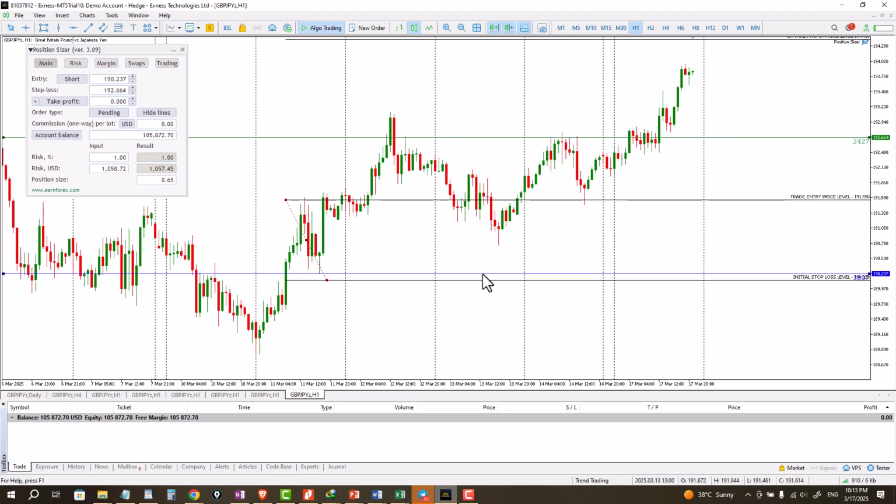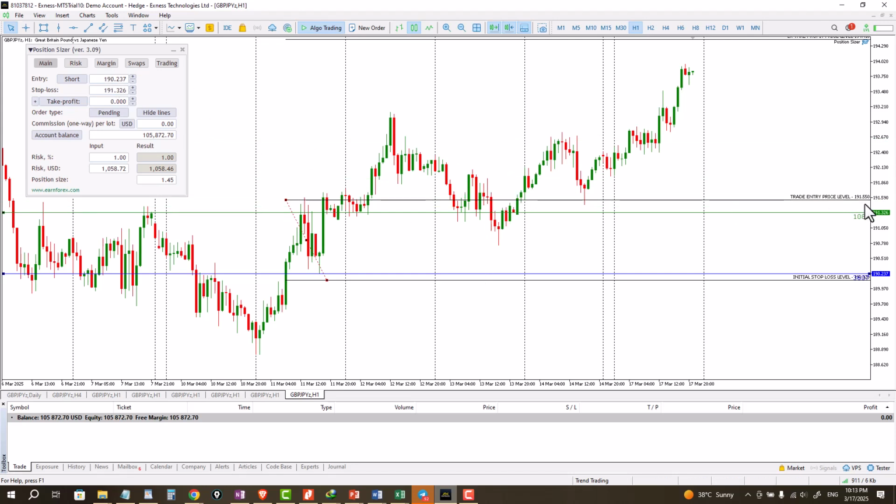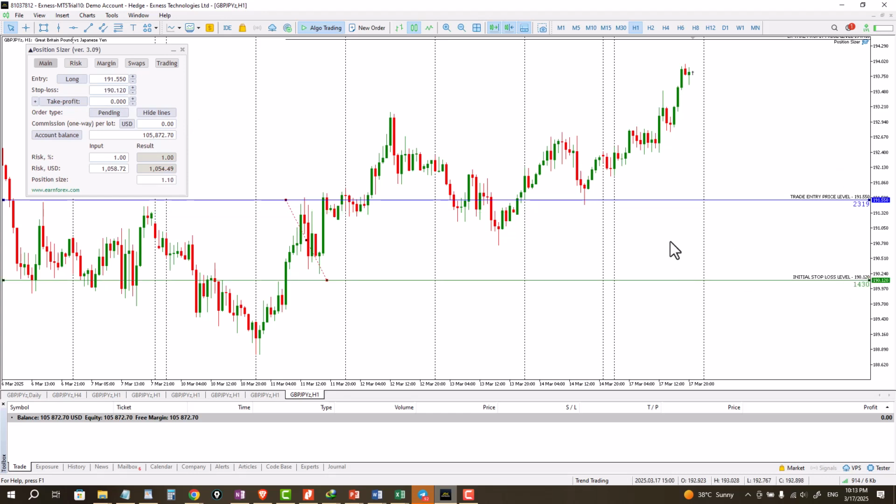So using the same example from the previous example that we used, let's assume that we want to enter into a trade at this price. Remember, we said 191.55. That's the trade entry level which we want to go in. And then our stop loss, we said we want our stop loss to be at 190.12. But then we want to also use the advice of professional traders, who say we should never risk more than 1% of our trading account capital on each trade we take.